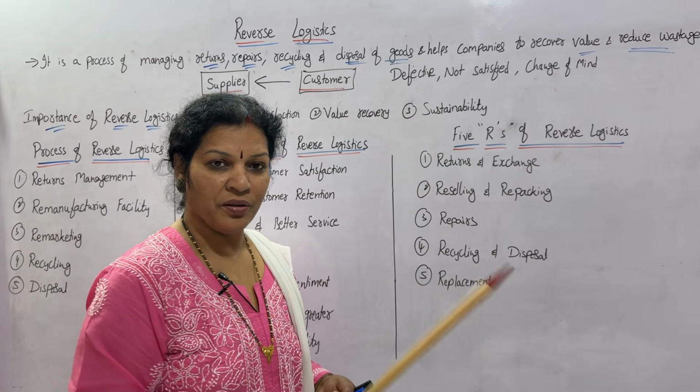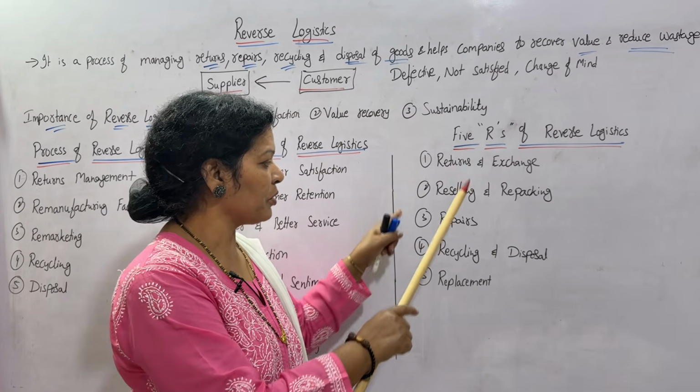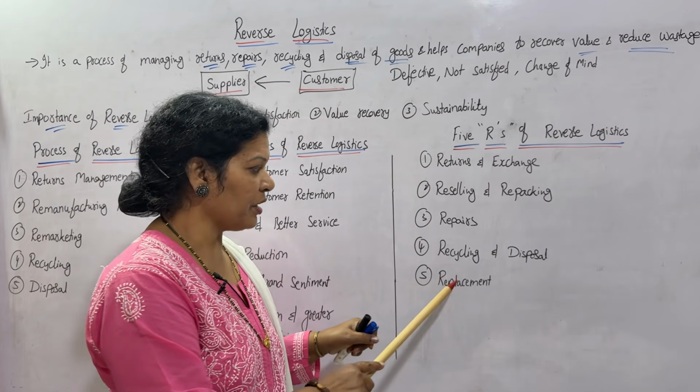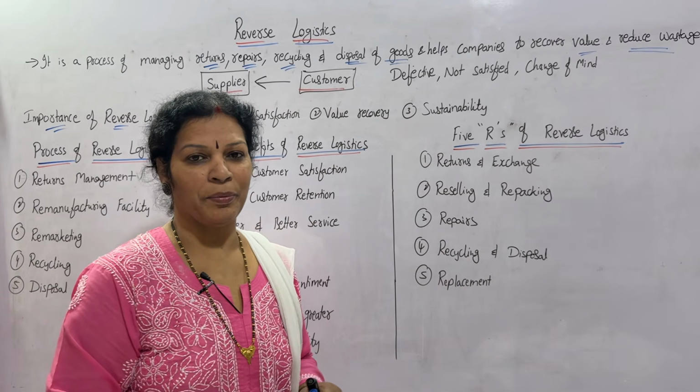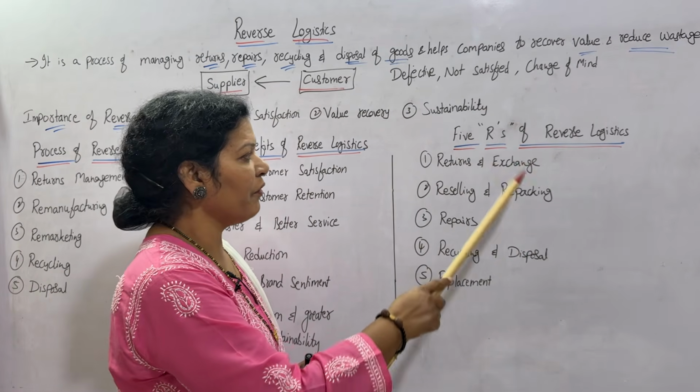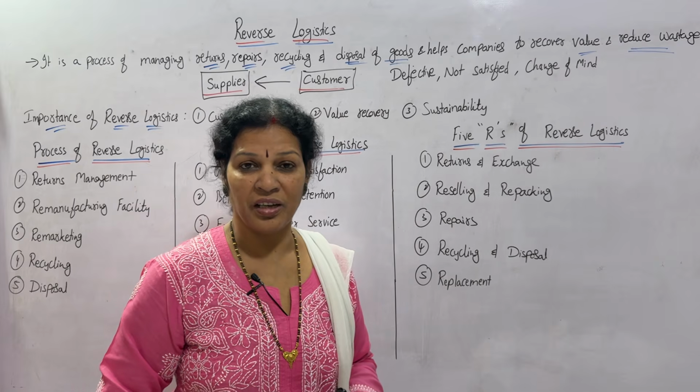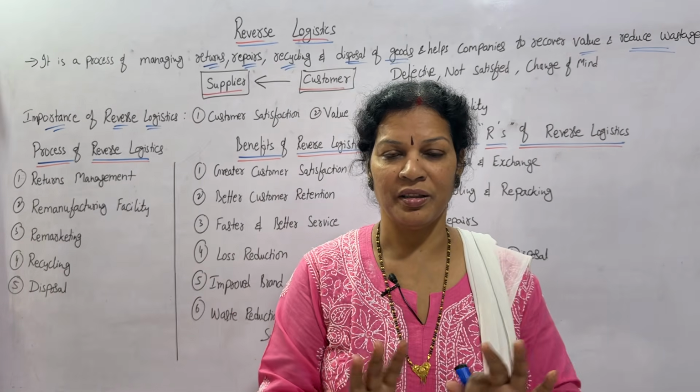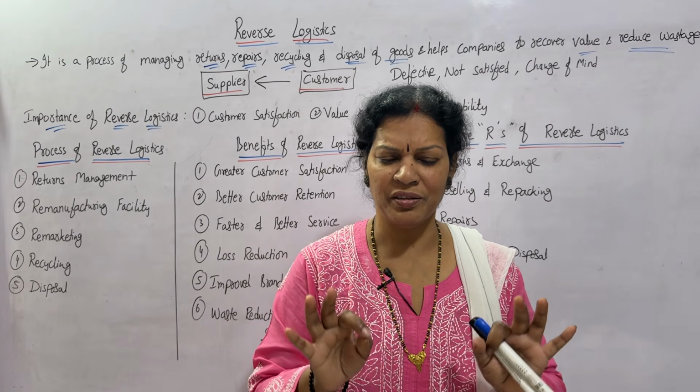Recycling and disposal, we already discussed the same point. It also comes under the 5 R's: recycling and disposal. Lastly, replacement. So these are the 5 R's of reverse logistics. Am I clear about this topic? There is no hurdle at all, a very simple topic.